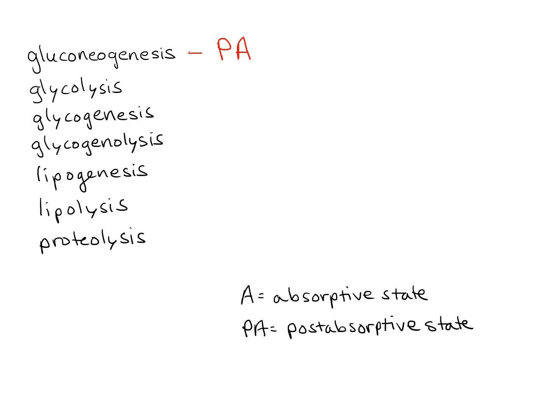Okay, glycolysis. Remember, that's where you split the glucose in half. That's that first step of aerobic respiration. And remember that you're always doing aerobic respiration. You're always making ATP. So that's 24 hours a day, right? So you're doing that in both the absorptive and the postabsorptive state. So you're doing that all the time.